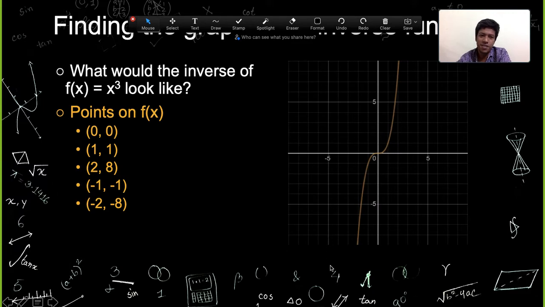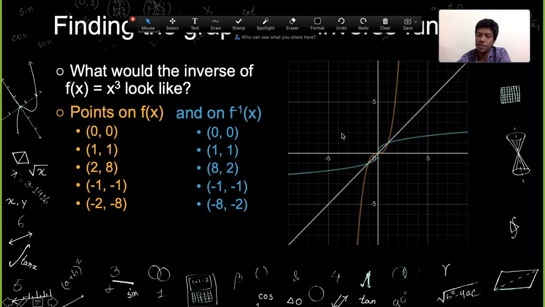So now this is the x cube graph. What will be the inverse? Just interchange all of them, then you draw it. You get their inverse, and you see this is the mirror. So on the mirror you will see the reflection.